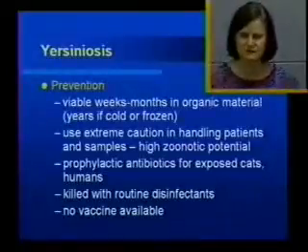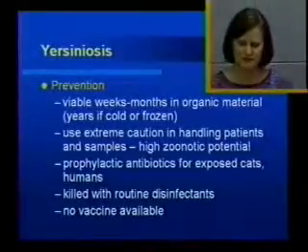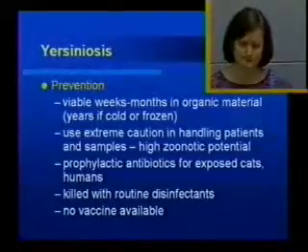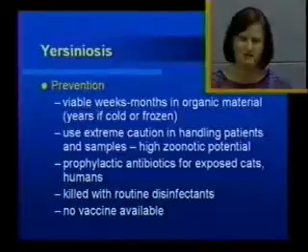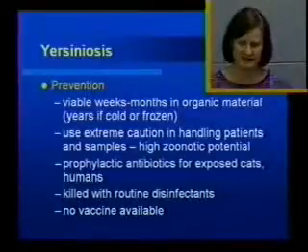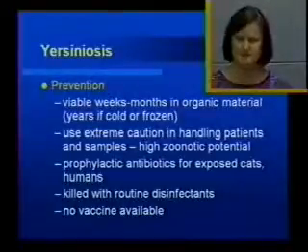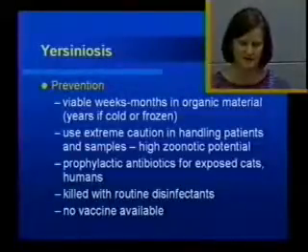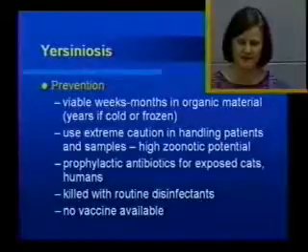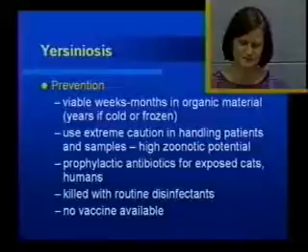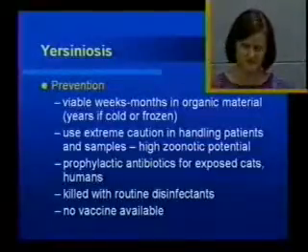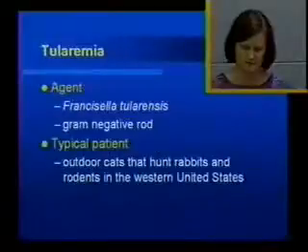This agent is extremely stable in the outside environment, lasting weeks to months in organic material or even years if it's frozen. You must use extreme caution when handling these cats or with any of the samples because of the high zoonotic potential and high risk to people. Prophylactic antibiotics are indicated for any cat that's exposed to one of these infected cats or any human that's been exposed. This agent is killed by routine disinfectants, and there is no vaccine available.